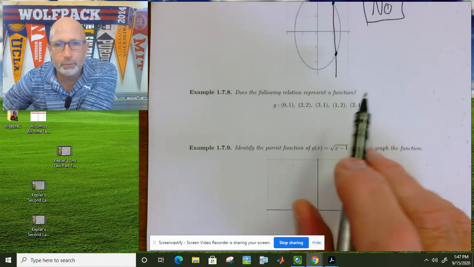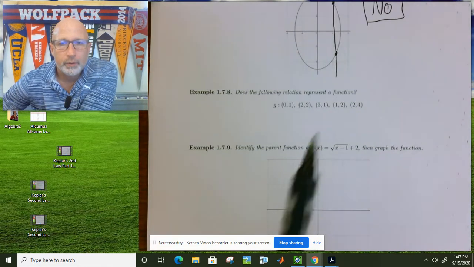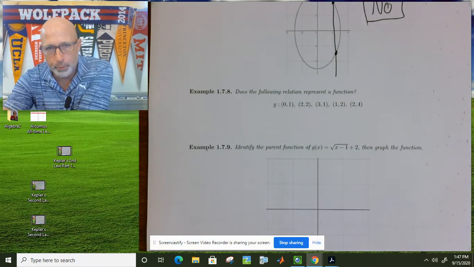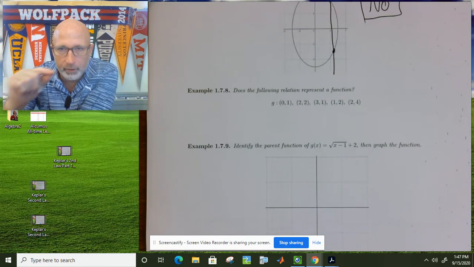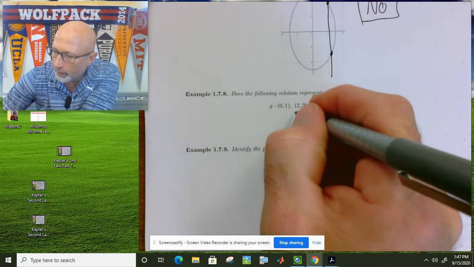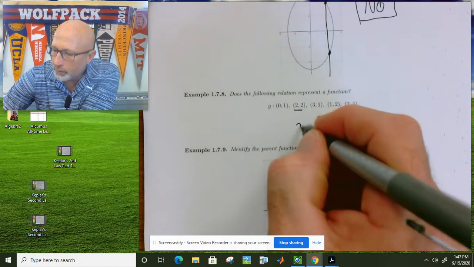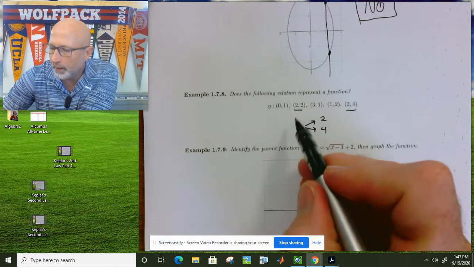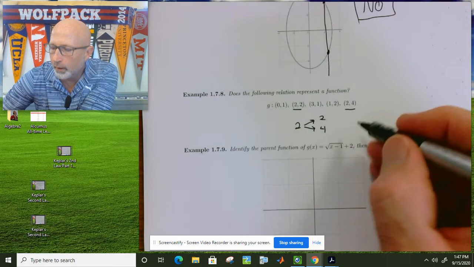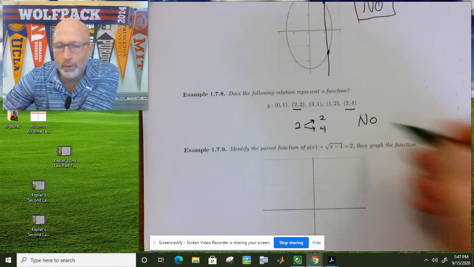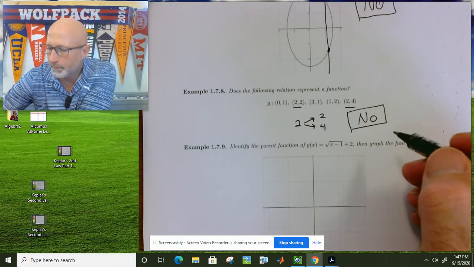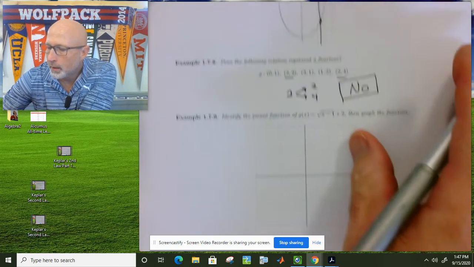Okay, the next one, does the following relation represent a function? Okay, so if an input value maps to more than one output value, then it is not a function. So for example, if you look at 2, 2 gets mapped to 2, but 2 also gets mapped to 4, right? 2 and 2, 2 and 4, and since it does that, no, it is not a function. Okay, it can only go to one output.